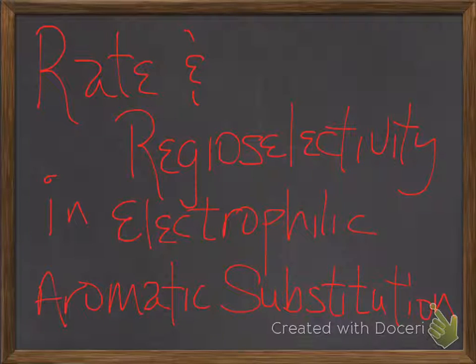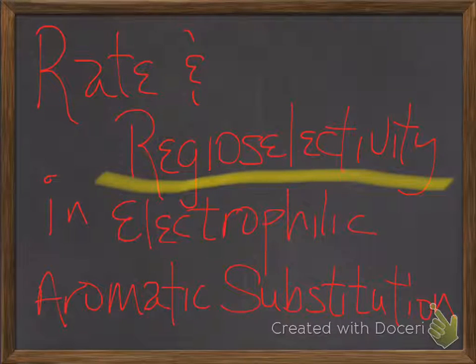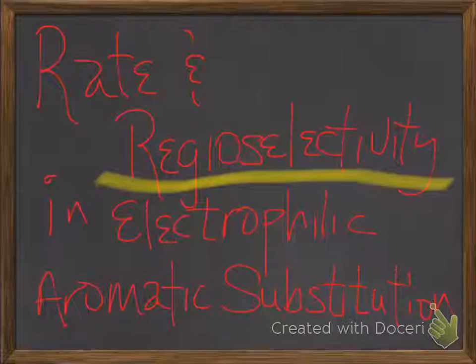Today's lecture is on the rate and regioselectivity in electrophilic aromatic substitution. So you'll have to go back to last semester to think about what regioselectivity means. It's literally meaning the idea that whatever we're substituting is specific or gets specifically placed in one location over another location. Okay, so let's see what we're talking about.